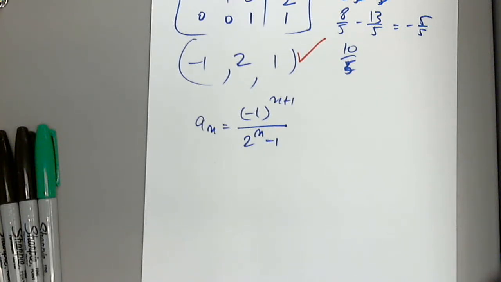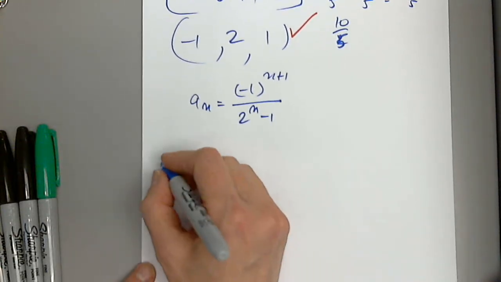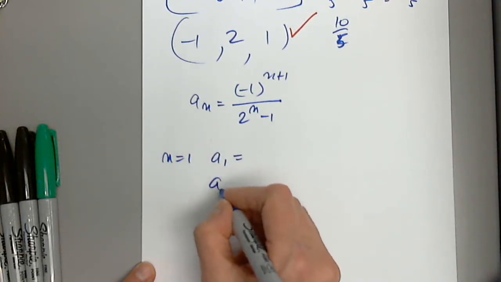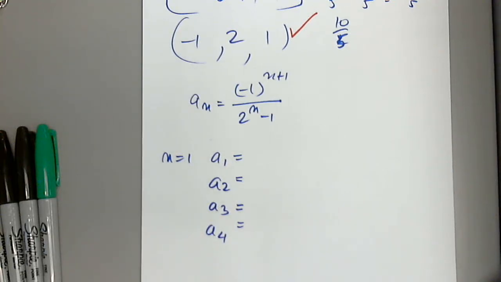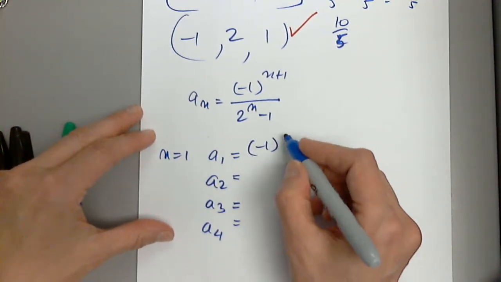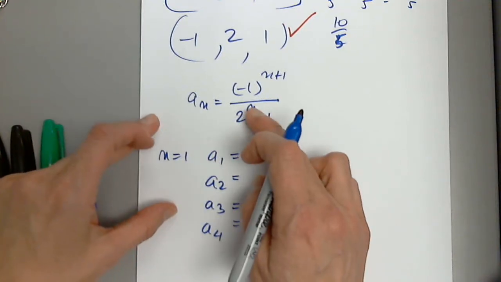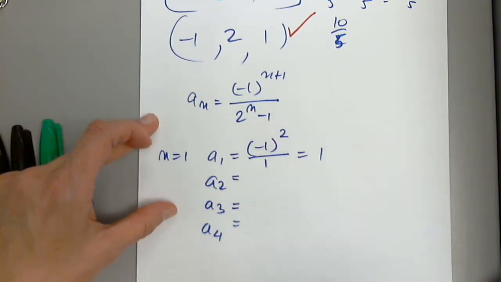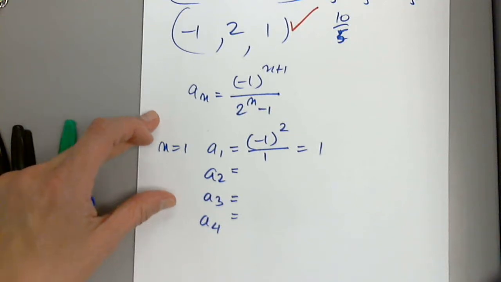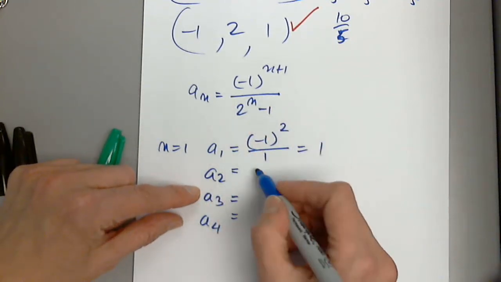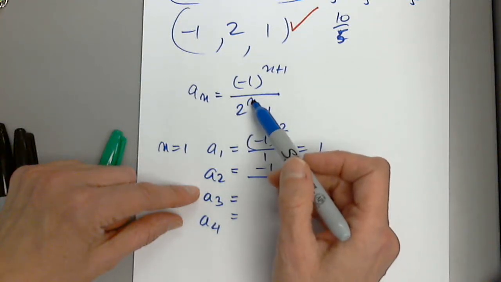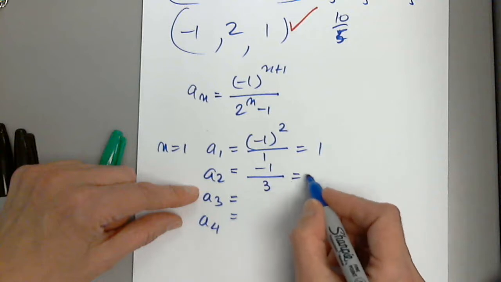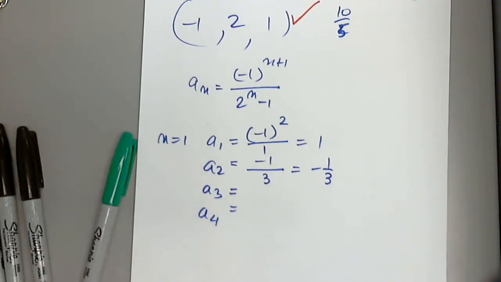So we want to determine the first four terms. All we have to do is say when n is 1, I determine a1, and then a2, and then a3, and then a4. All I have to do is just substitute. So I have negative 1 raised to the second power over 2 to the first power minus 1, which is 1. So the answer is 1. When n is 2, I have negative 1 to the third power, which is negative 1, over 2 squared, which is 4, minus 1, which is 3. Negative 1/3. That's all I have to simplify when n is such and such.